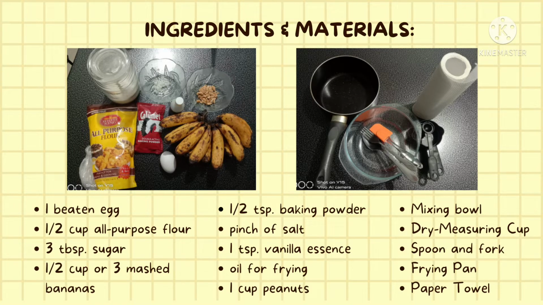1 beaten egg, 1/2 cup all-purpose flour, 3 tablespoons sugar, 1/2 cup or 3 mashed bananas, 1/2 teaspoon baking powder, a pinch of salt, 1 teaspoon vanilla essence, oil for frying, 1 cup peanuts, a mixing bowl, dry measuring cups, a spoon and fork, a frying pan, and some paper towels.